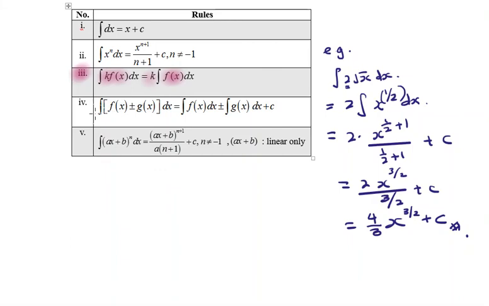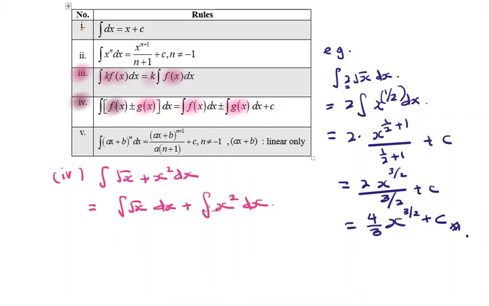The fourth rule, integral involving f(x) plus or minus g(x). We can integrate separately. Integrate f(x) first, then followed by plus or minus integrate g(x). For example, the fourth rule, integrate root x plus x squared is equal to integrate root x with respect to x plus integrate of x squared with respect to x. We can integrate it separately.